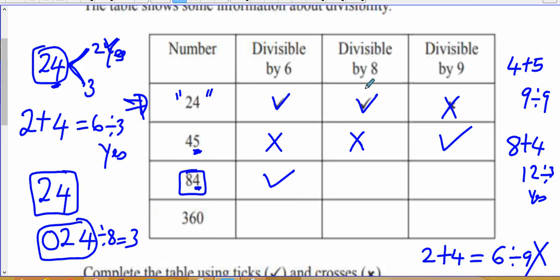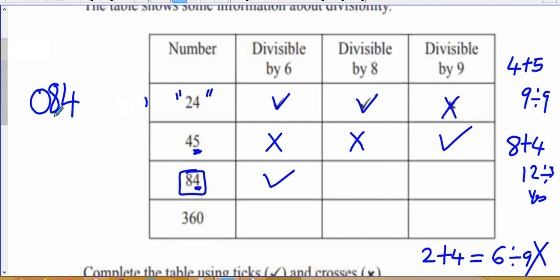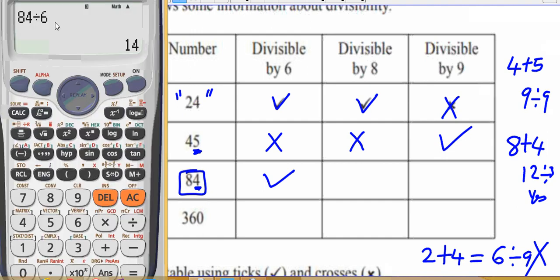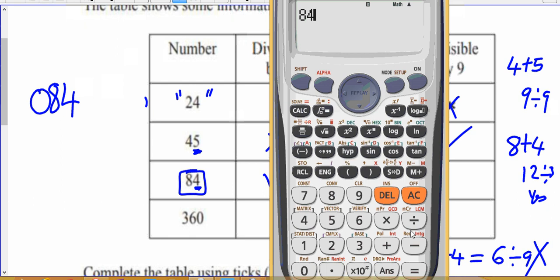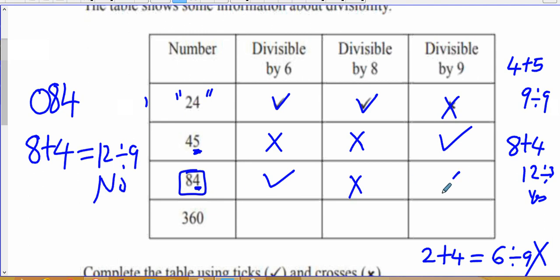How about divisible by 8? Divisible by 8, look at the last 3 digits. The last three digits of 84. 84 has only 2 digits. Where do we get the third digit? A 0 over here. So the question is 084, which is equal to 84, is that divisible by 8? Check that and it says no. Why? We are getting a decimal. So here we cross. How about divisible by 9? 84, is this divisible by 9? What do we do? We add these numbers, we get 12. Is 12 divisible by 9? The answer is no. So you cross over here.